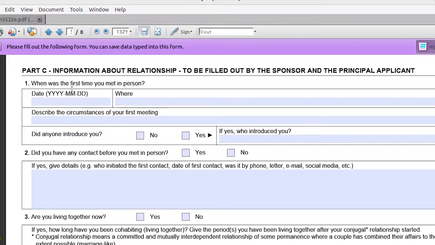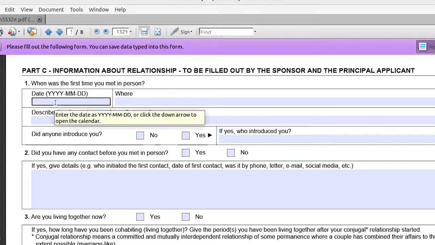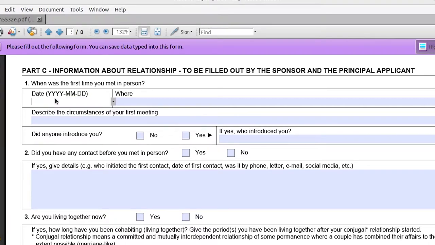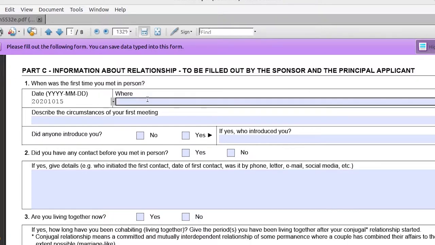When was the first time you met in person? If you remember the particular date, then you need to add the particular date. So I think we met in the month of October 2020. I don't remember the date. You can add any random date.